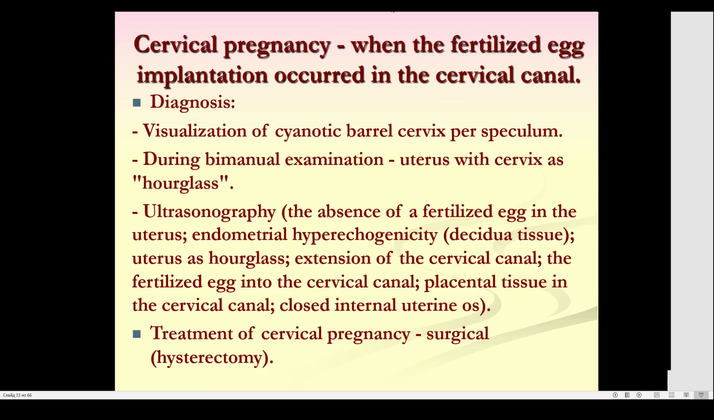Cervical pregnancy is when the fertilization happens in the cervix, in the cervical canal. In this situation, diagnostics are easier because we can visualize the cervix during speculum examination. During speculum examination, we can see a cyanotic cervix. During bimanual examination, the uterus with cervix looks like an hourglass because of the enlarged size of the cervix. Again, the gold standard is ultrasonography.